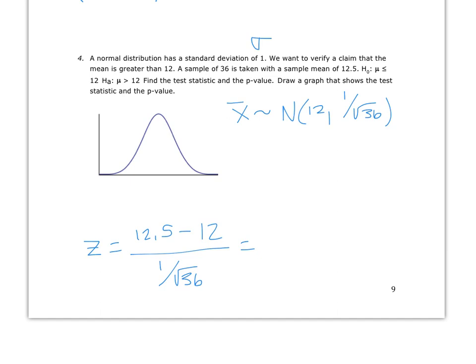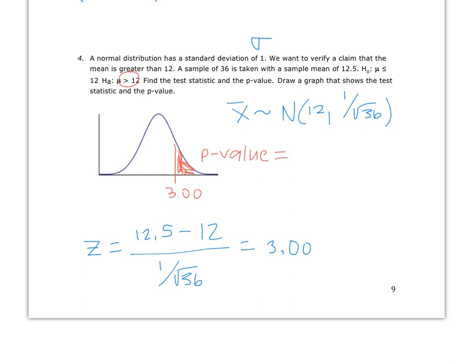Well, that's going to give us a z value of 3. Okay, so that would have been step 2, finding the test statistic. Now we move on to step 3, finding the p-value. Okay, it's a right-tailed test. We go to the alternate, and it's a greater than. So the p-value is that shaded area.